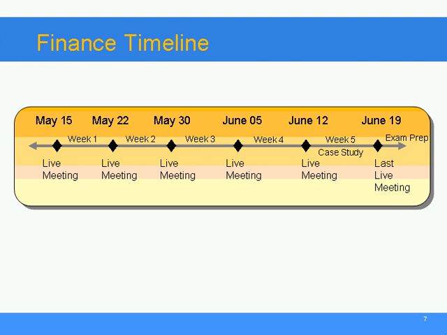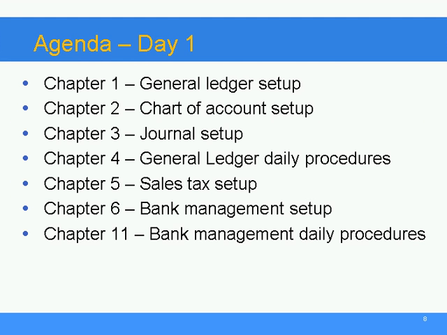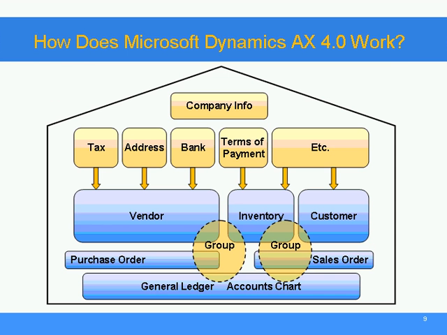Finance timeline. You see that we are going to have remote trainings on 15 May, 22 May, 30, and 3 times in the month of June. Okay, so agenda, day 1. On this day, we are going to cover chapters 1, 2, 3, 4, 5, 6, 11. You see that we are going to work difficult.